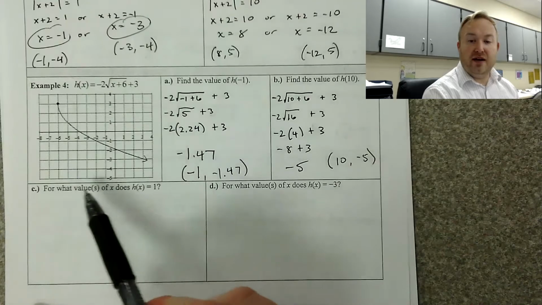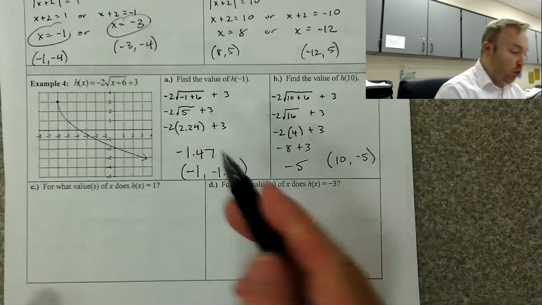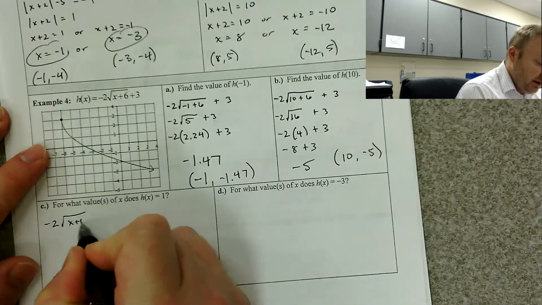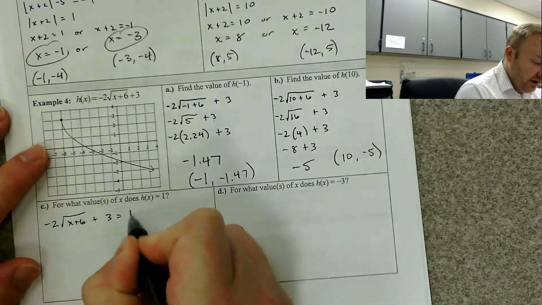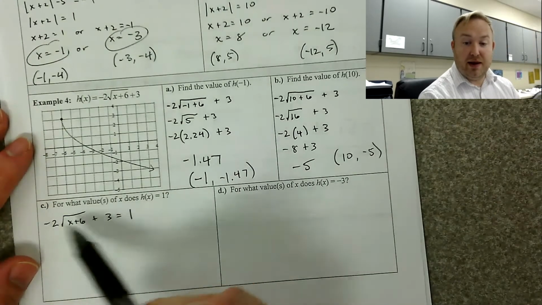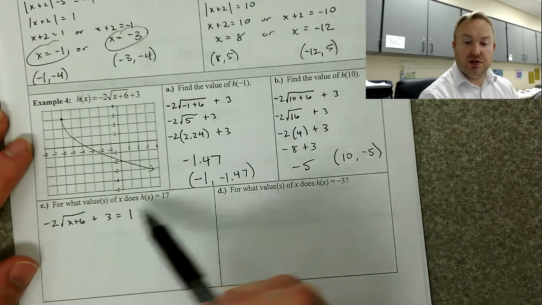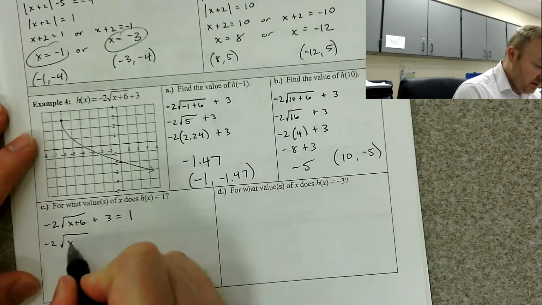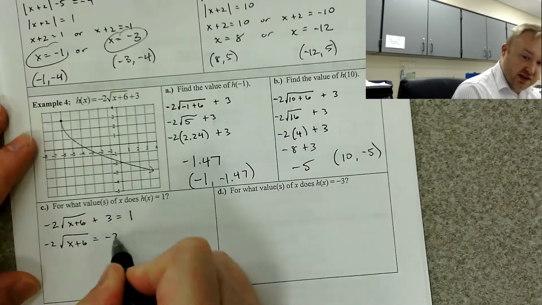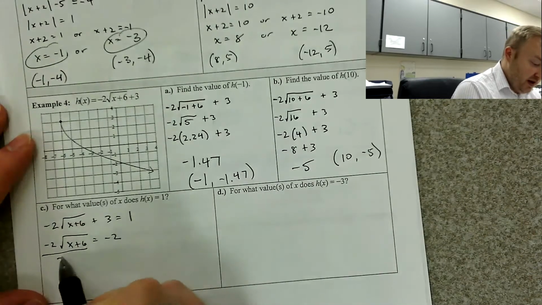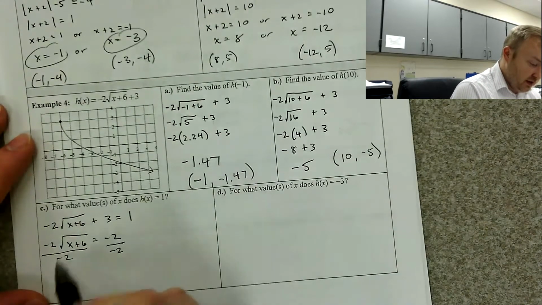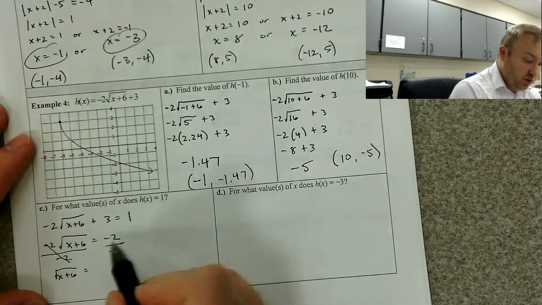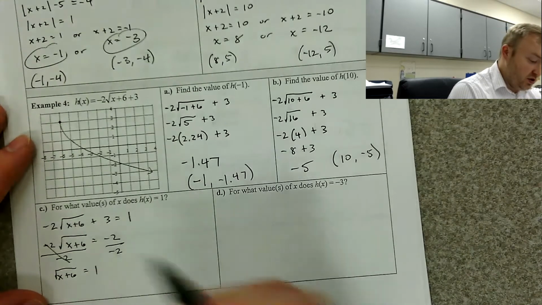For C, what value of x does h of x equal 1? So I'm going to take my equation here, and now they're not giving me an x value, they're giving me a y value. So I want to say my whole h of x function equals 1. So I need to subtract 3 from both sides. 1 minus 3 is -2. Then I'm going to divide everything by -2. Those -2's cancel. Square root of x plus 6 equals -2 divided by -2 is 1.